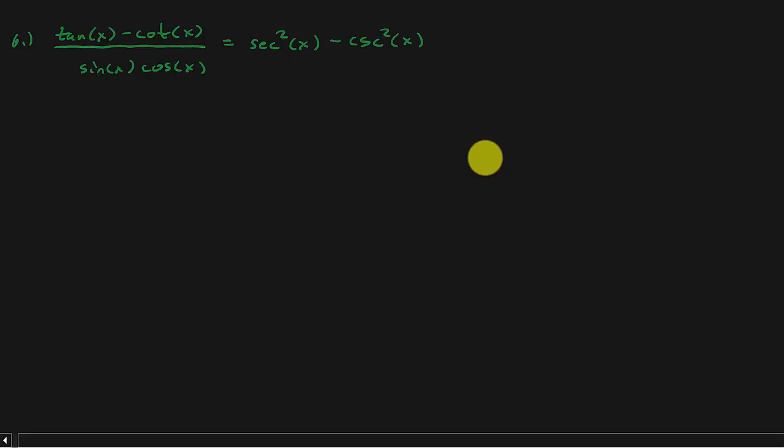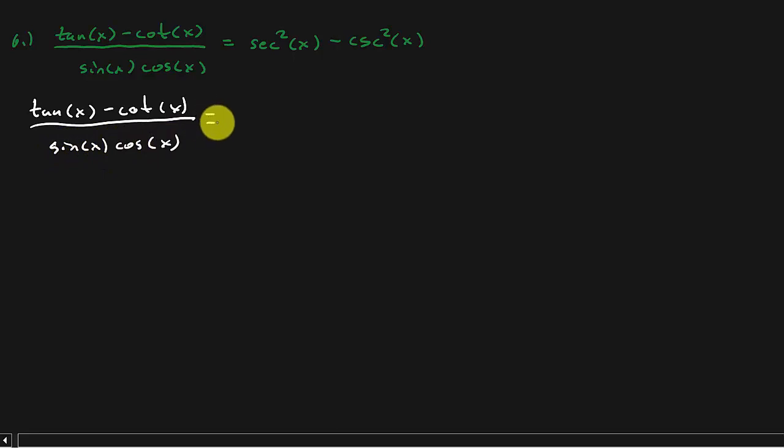So for this one, well, this one looks kind of complicated, I guess. I don't know. How about we take the left-hand side and see if we can simplify it to the right-hand side. All right. So I'm going to take tangent x minus cotangent x over sine x cosine x.